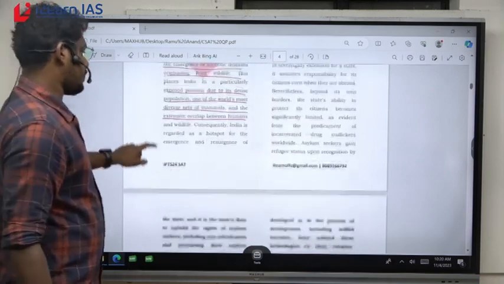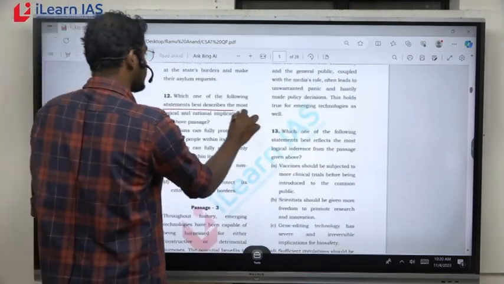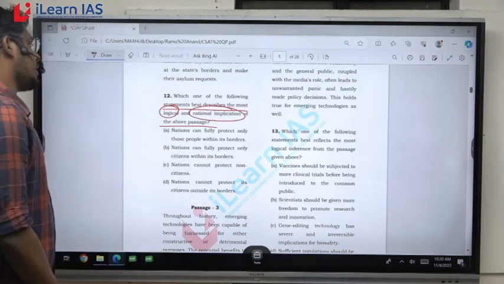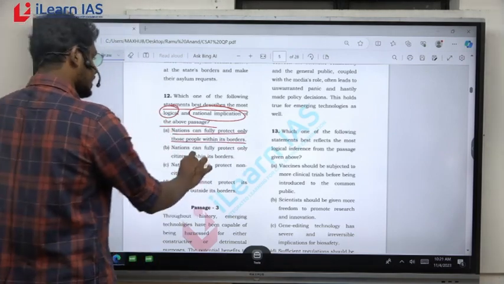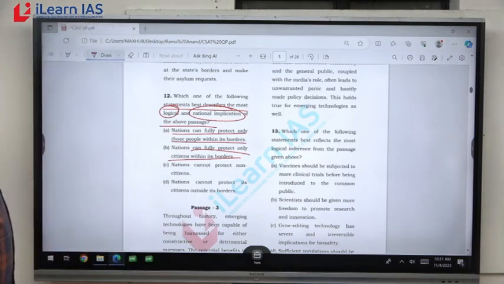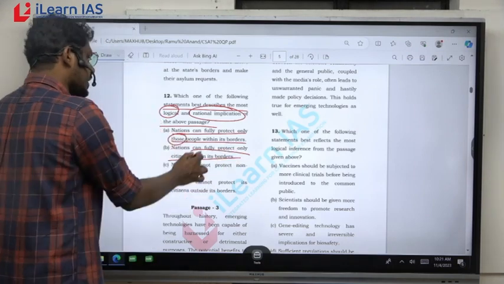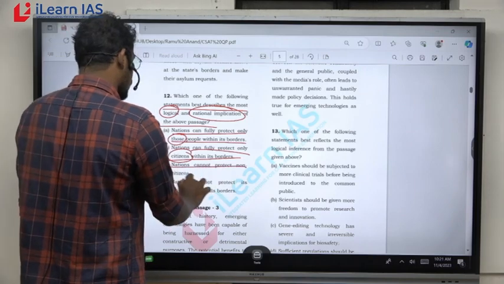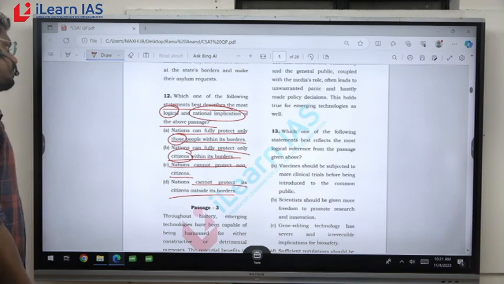Question number 12. So let's see the question first. Which one of the following statements best describes the most logical and rational implication of the above passage? A nation can fully protect only those within its borders. A nation can fully protect only citizens. A nation can fully protect only those people within its borders. A nation can fully protect only citizens within its borders. A nation cannot protect non-citizens. A nation cannot protect its citizens outside its borders.